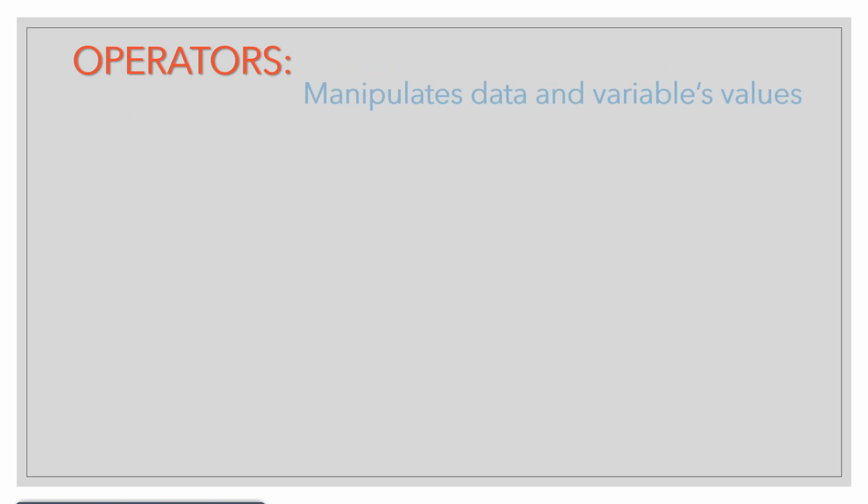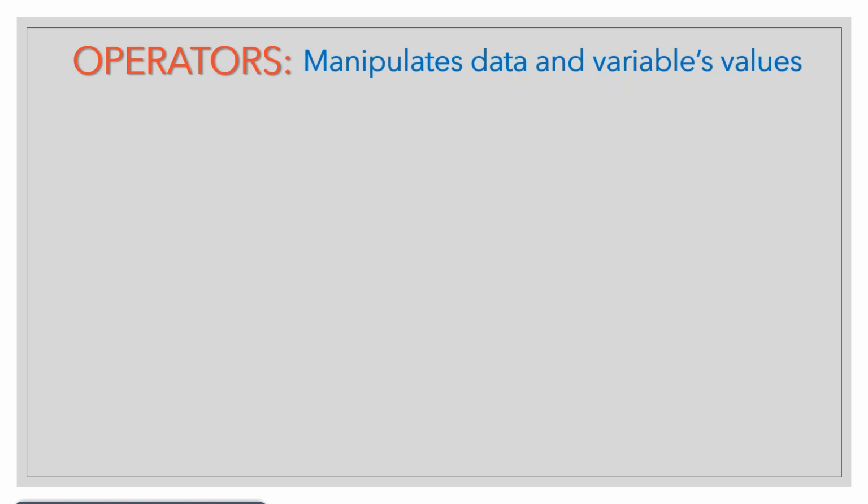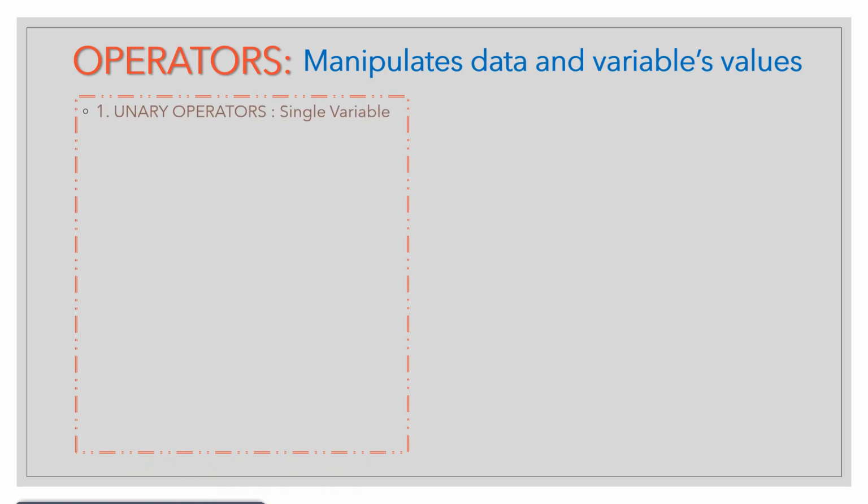Now moving on to operators. Operators manipulate data and variable values, that is, the values stored inside the variables. There are many different types of operators. Basically and mainly there are two types of operators. First one is unary operators. The term unary refers to unique, that is, single. So in unary operators, we operate with only a single variable.